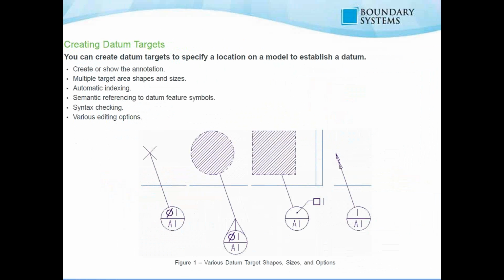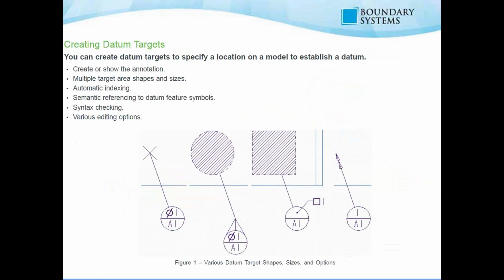So next is actually creating datum targets at the drawing level. You can create datum targets to specify locations on a model to establish a datum. Here you can just select a datum target and then place the target area and then specify what type of target area we want. In figure 1, we see various ways of specifying the area and the size. We have point, circle, and then we have rectangle or square.